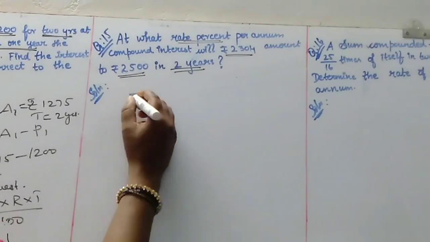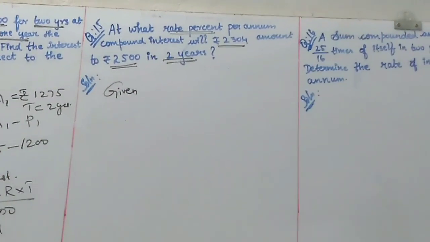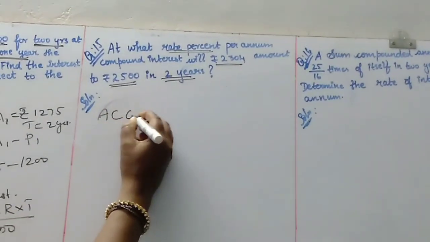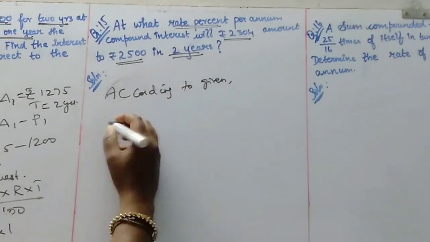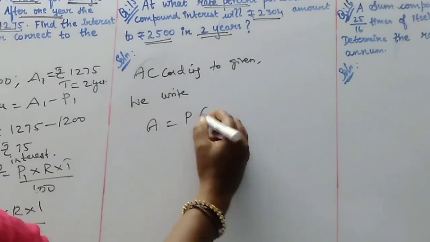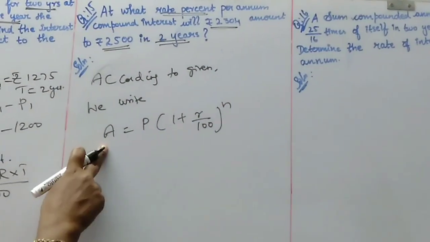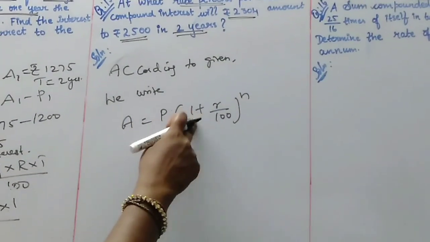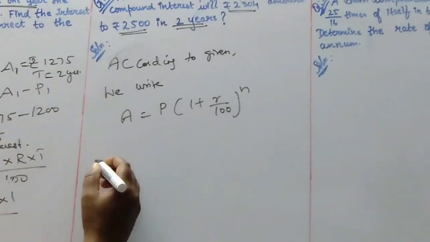We'll go to the sum. According to what is given, we write A equal to P into 1 plus R by 100, the whole power n. Here A is the amount, P is the sum of money, which is the principal, R is the rate of interest and n is the time period. So what is given here?